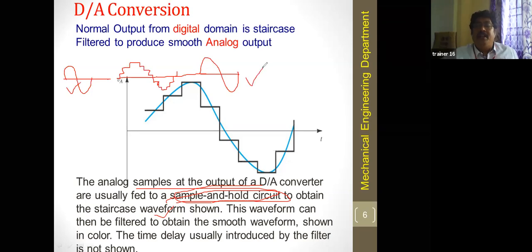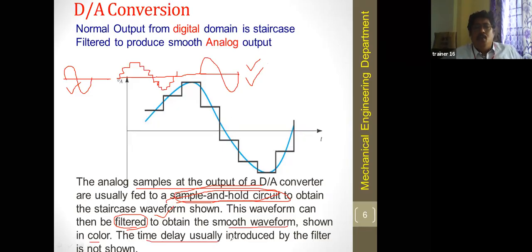The analog signal here is different, and then here we can get the smooth wave. That means it is corrected. If there are any errors or incorrect parts in the signal, the output of this signal is almost all correct. So this waveform can be filtered. Filtering here is nothing but something we do in the signal conditioning stage, to obtain the smooth waveform shown in color. What color? Here, blue color.